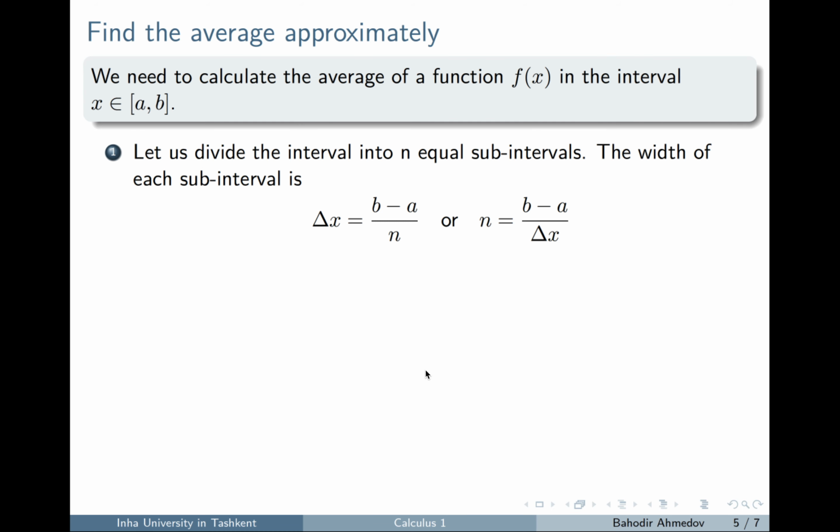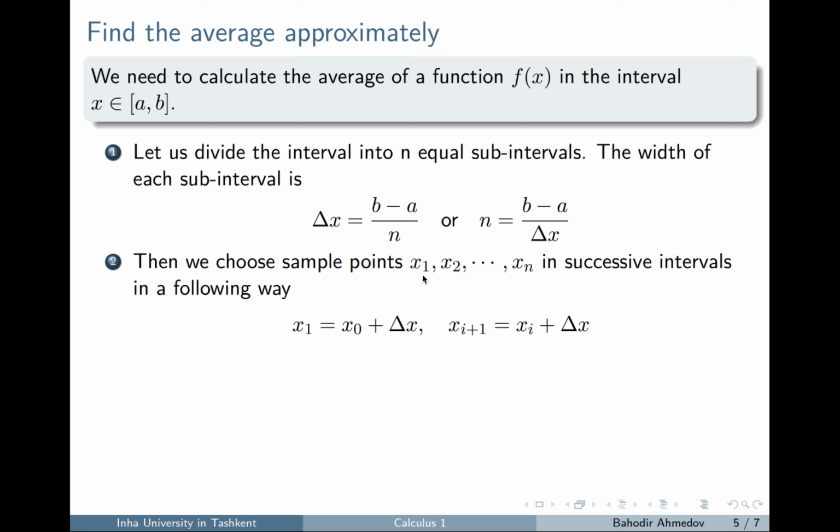So the idea is like this. I would like to split the interval from a to b into n subintervals, or n parts. Then by calculating the average of the value of the function at those endpoints, we can find the average of the function roughly, approximately, right? So let us divide the interval into n equal subintervals. It means that the length of each subinterval is going to be the length of the interval divided by n, so basically delta x equals b minus a divided by n.